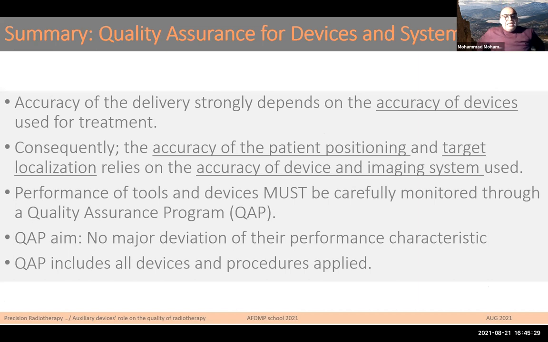Okay, as a summary, you can say that the accuracy of the delivery strongly depends on the accuracy of the device, and consequently, accuracy of the patient positioning and target localization relies and strongly depends on the accuracy of the imaging system and devices used. And how can we be sure that the device and imaging systems are working very well? By introducing a quality assurance program, fully monitoring the whole procedure of the treatment.